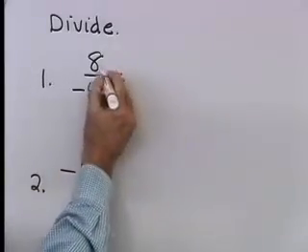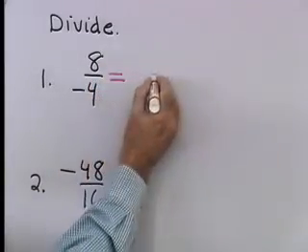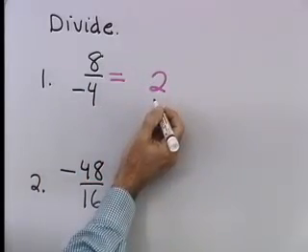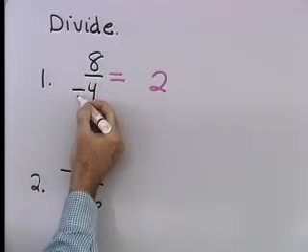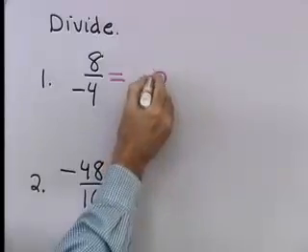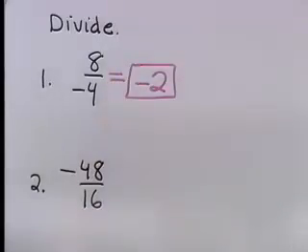So I'll simply do my division. 8 divided by 4 is 2 when I just divide absolute values. And then I see that the two numbers in my division problem had different signs, so my answer is negative. So the answer is negative 2.